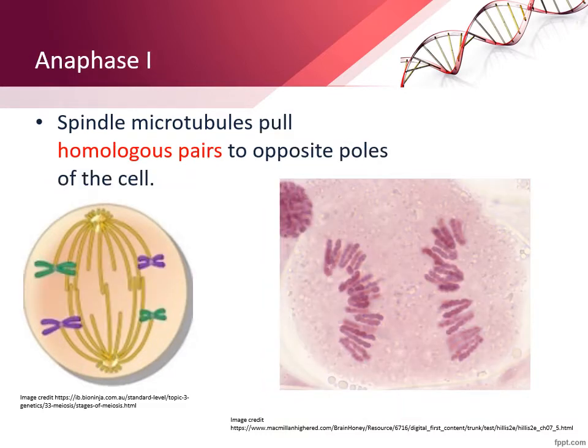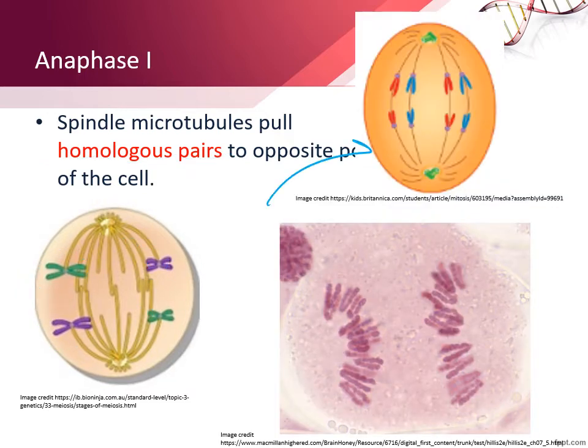Anaphase one is going to follow metaphase one. Now the spindle fibers, spindle microtubules, are going to pull not the centromeres apart like we do in mitosis, but instead we're going to pull apart those homologous pairs to opposite poles of the cell. So in mitosis, we were pulling apart those chromosomes at the centromere. One half would go one way, one half would go the other way. That's not what's happening here. Here we're going to take those pairs of chromosomes and separate the pairs first. So we've separated the pairs. Homologous pairs are heading to opposite poles of the cell.